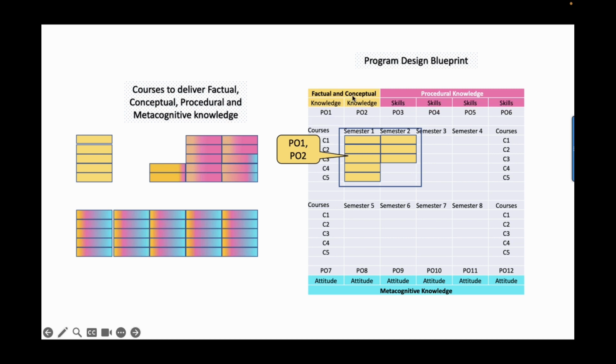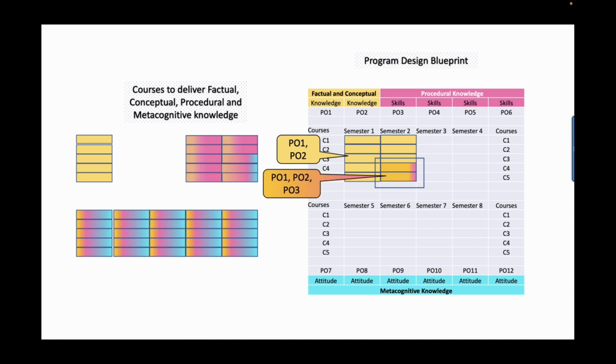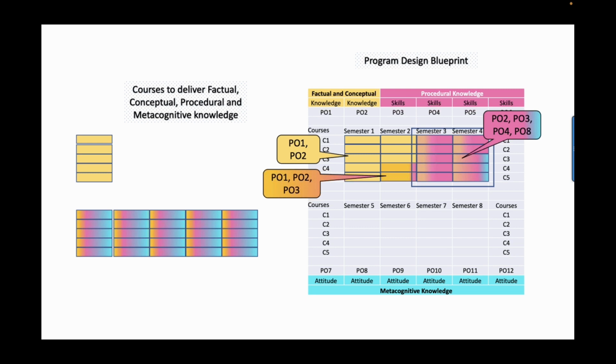These program outcomes in yellow are related to the knowledge category. That means it is factual and conceptual knowledge. Likewise, skill, procedural knowledge, metacognitive, and attitude. So over a period of time, naturally, as the students graduate from one semester to the next semester, you will start adding more complexity in your courses.